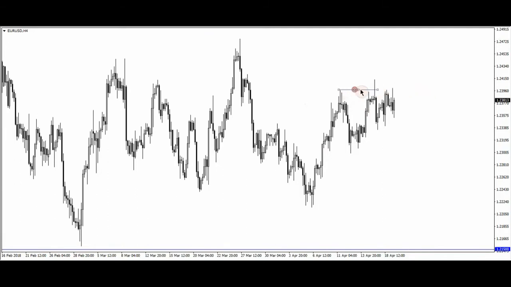What I wanted to see from price was to run above these highs and then run into this 4-hour order block right here. So we'll mark out this 4-hour order block. I wanted to see price run these highs, take it into the 4-hour bearish order block, and then short for targets here and then here.